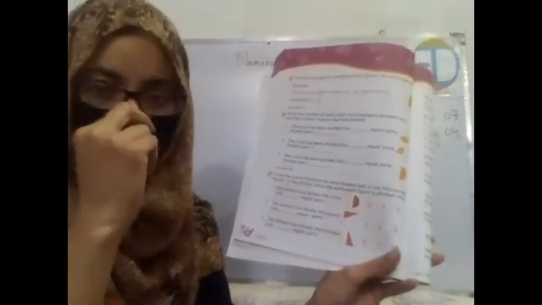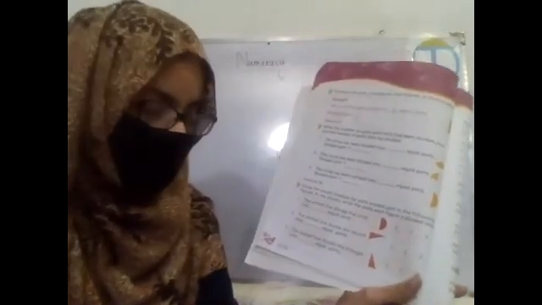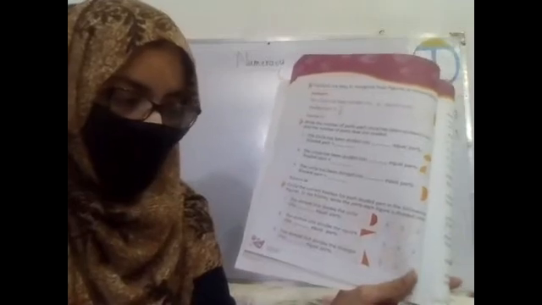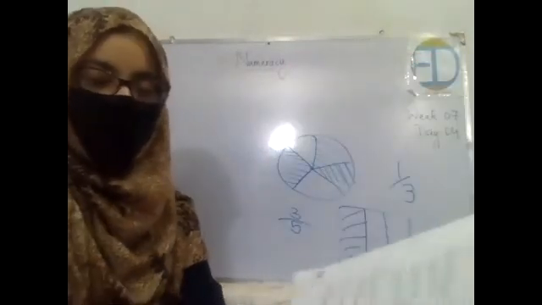Look at the third one. Yes, who is going to tell me the answer of the third one? Yes, Sarah. The dotted line has divided the triangle into how many parts? 2. Excellent. So what would be the correct fraction for that? 1 over 2. Very well done.